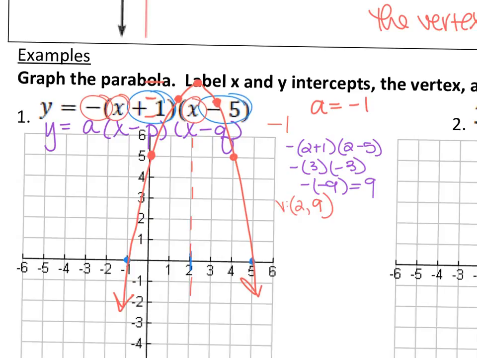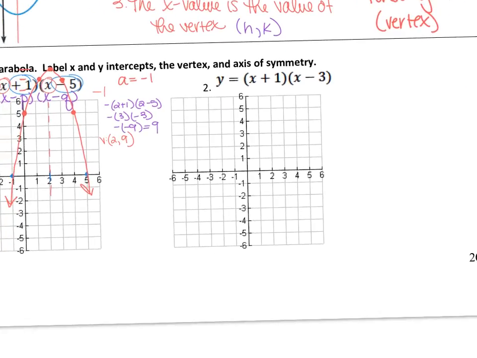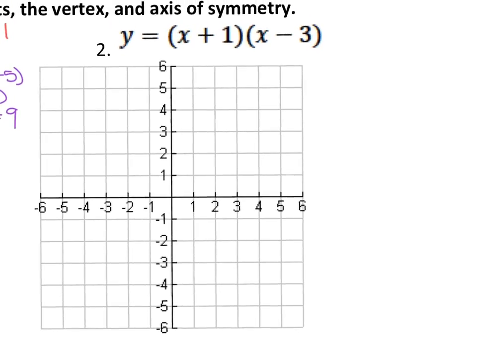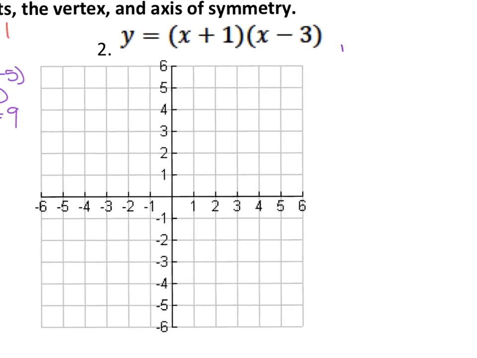So all we are doing is just finding P and Q and then solving for our vertex. Let's just do one more. Remember, P and Q are opposite. So my P equals negative 1, my Q equals positive 3. At negative 1 and positive 3, what's the middle of that? It's going to be 1.